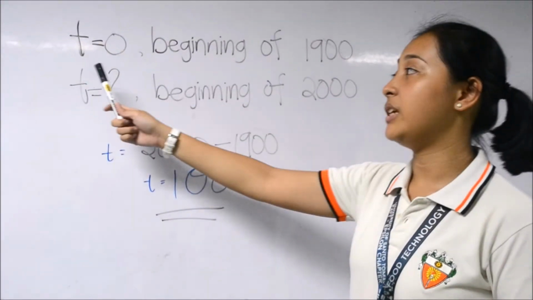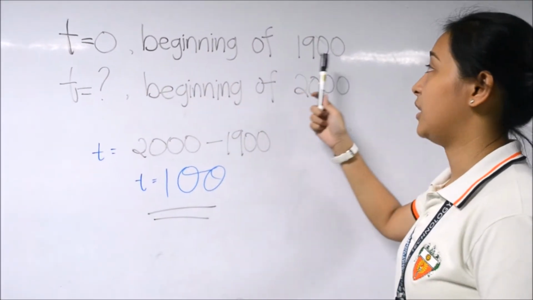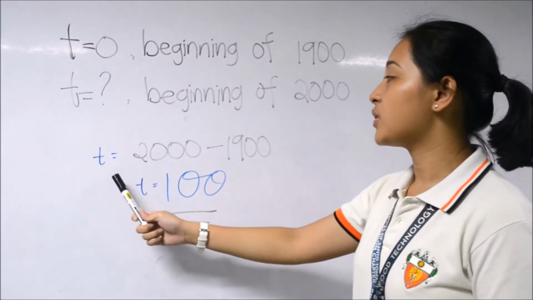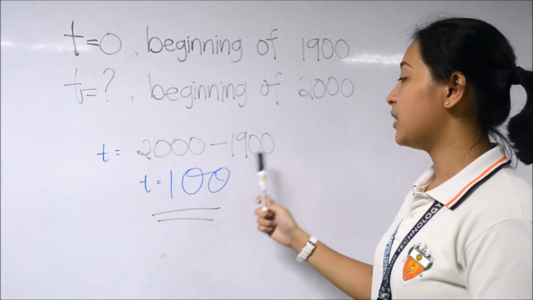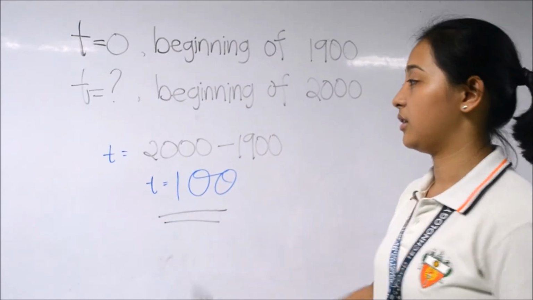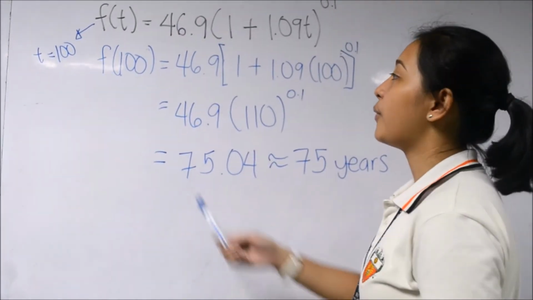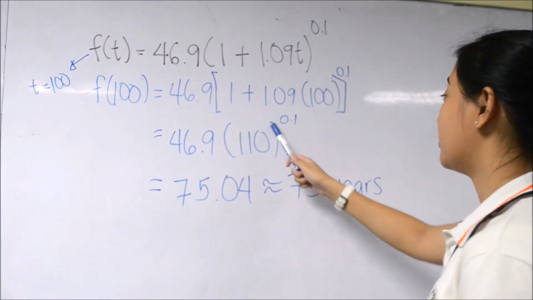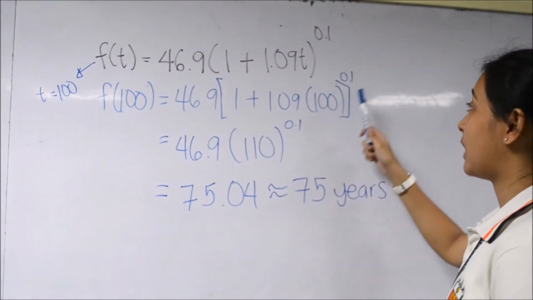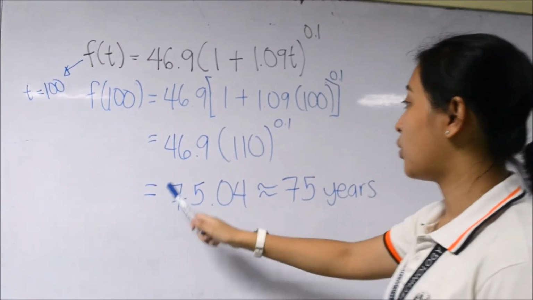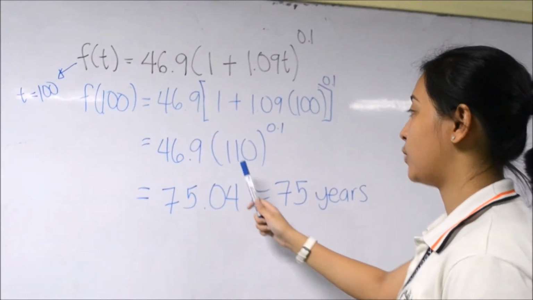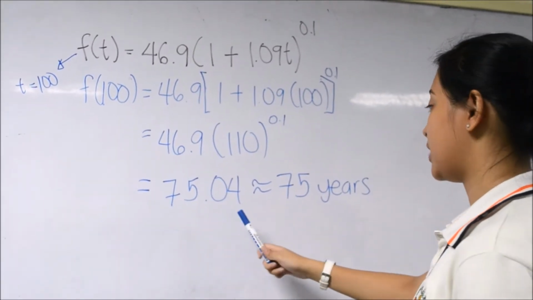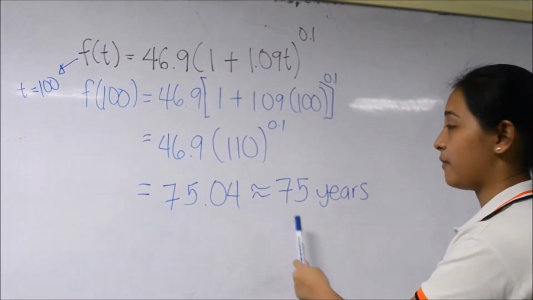We are given t equals 0 at the beginning of the 1900s. We have to know the time at the beginning of the 2000s. So we subtract 1900 from 2000 and the answer is 100. Now we have to evaluate f of 100. So 46.9 times the quantity 1 plus 1.09 times 100, raised to 0.1. So it will be 46.9 times 110 raised to 0.1. The answer will be 75.04, or approximately 75 years.